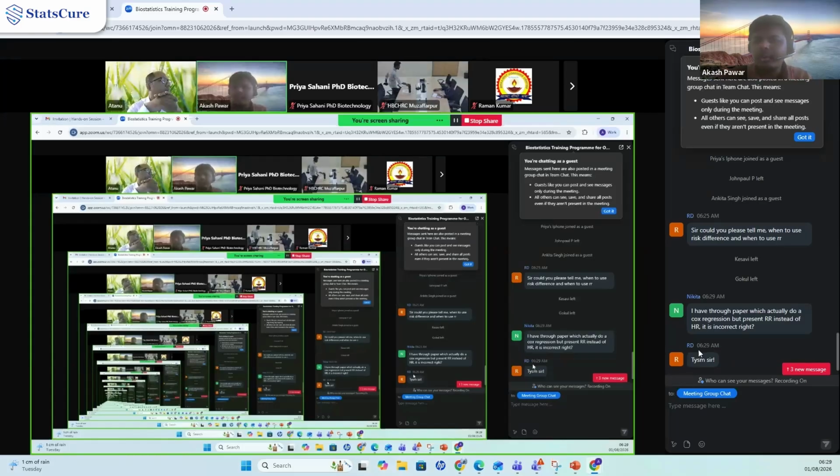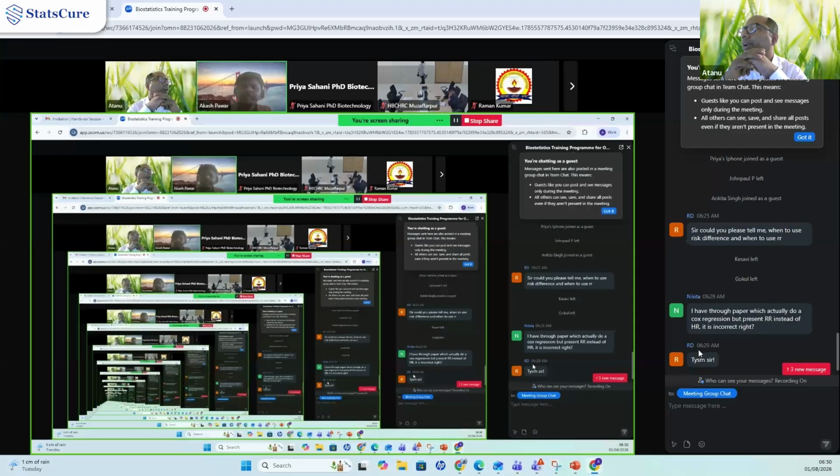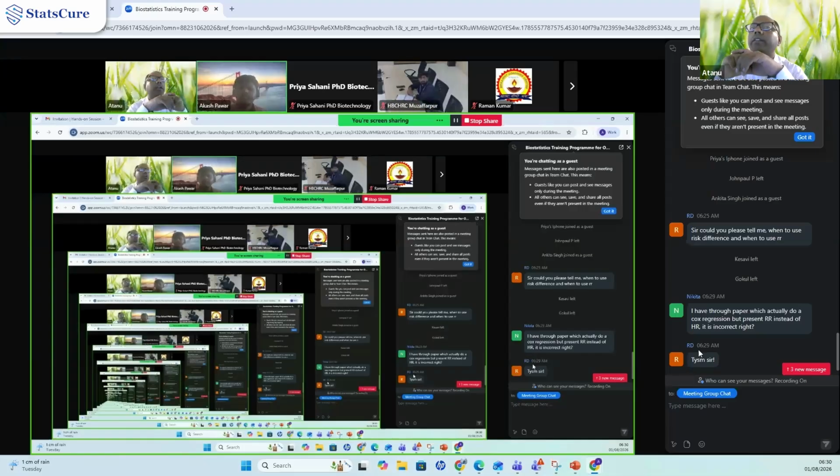He has gone through a paper which is doing Cox regression, but presents RR instead of HR. It is incorrect, right? Definitely, that's incorrect. If they are saying they are using a Cox regression model, then they are bound to give the estimate as a hazard ratio, not as relative risk. The first point.